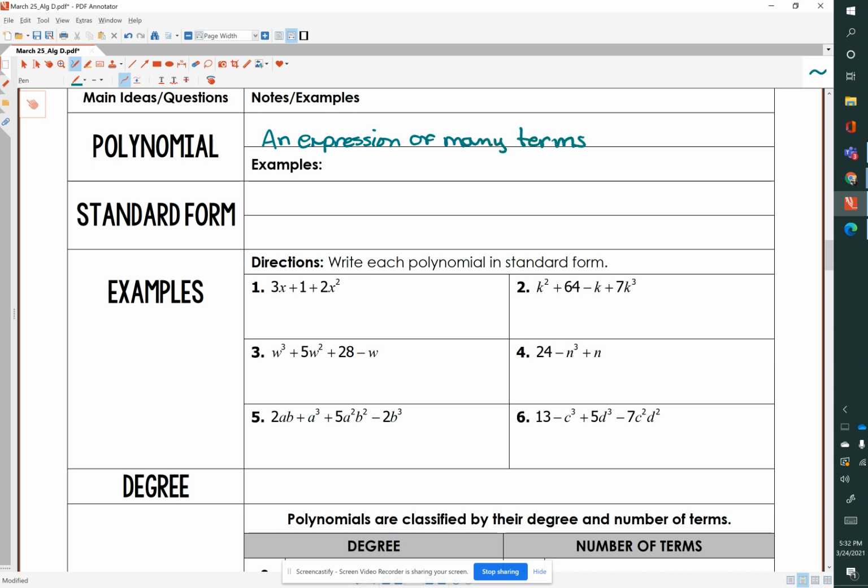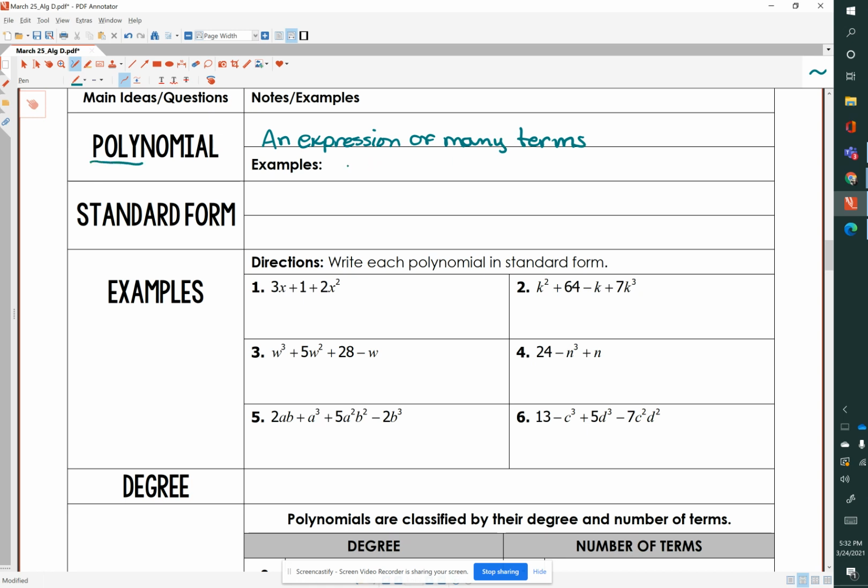Now, I always consider it 4 or more terms because I like to use the term binomial and trinomial, but I've seen people use it for 3 terms. They've considered 1 term a polynomial that's called a monomial. You know, I've seen all kinds of things, but it is basically poly means many, okay?